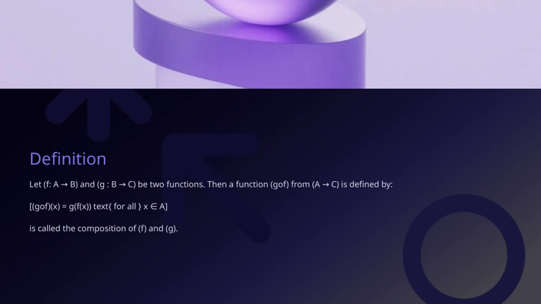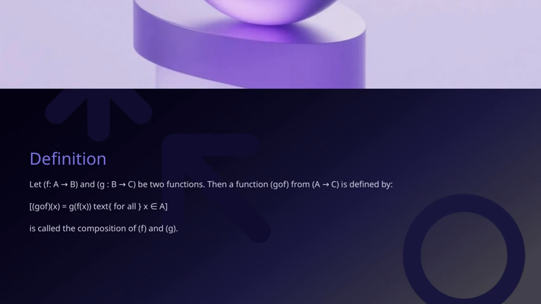It's important to note that we have two functions here, f, which maps from set A to set B, and g, which maps from set B to set C. The composition, g∘f, then gives us a new function that maps directly from A to C.